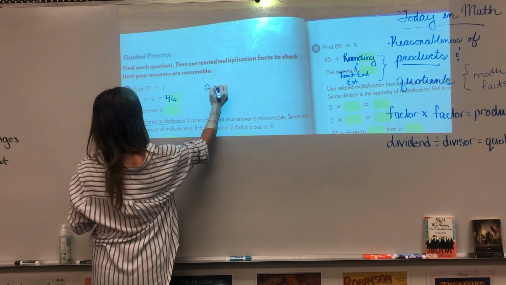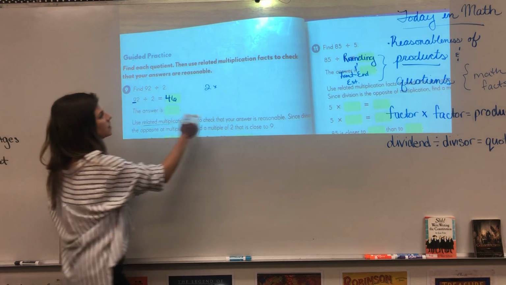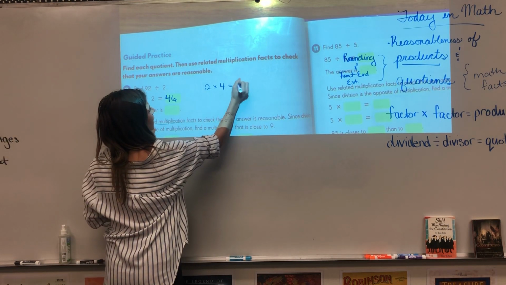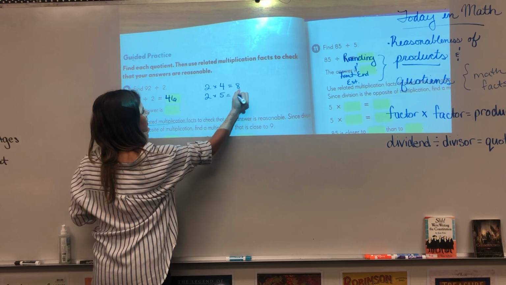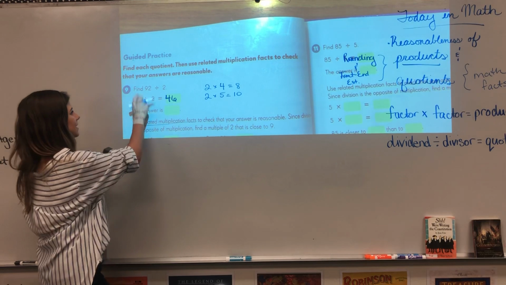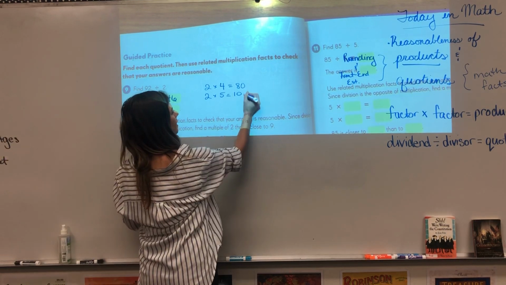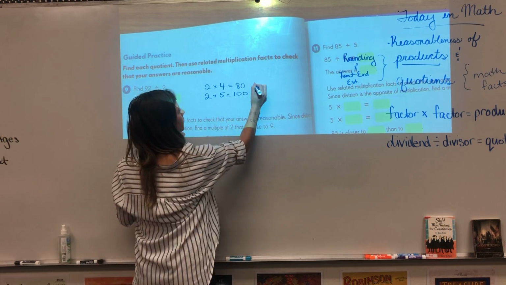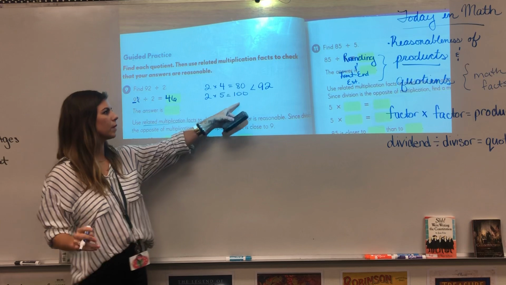2 times what gives you 8? 2 times 4 gives you 8. 2 times 5 gives you 10. Okay, now remember what we do. Since this isn't 9, this is 92, we want to make this 80 and 100. Now, which one is 92 closer to? Is it closer to 80 or 100?